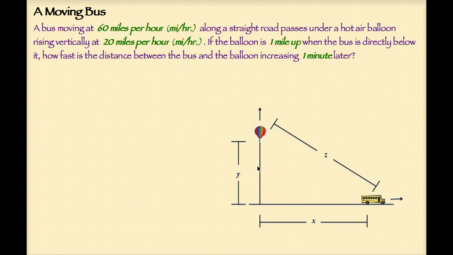As you can see, a diagram has already been provided for us. And once again, we have a right triangle depicting the relationship between the quantities being discussed in this problem. This right triangle is a little different, however, in that the hypotenuse is not constant. It is also varying in this scenario. It represents the increasing distance between the rising hot air balloon and the traveling bus.